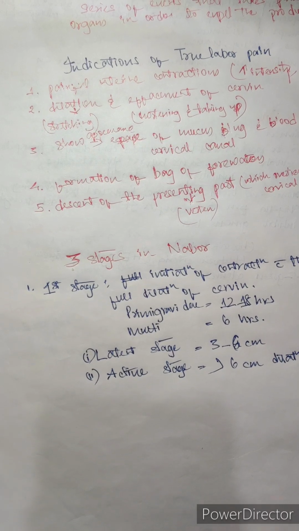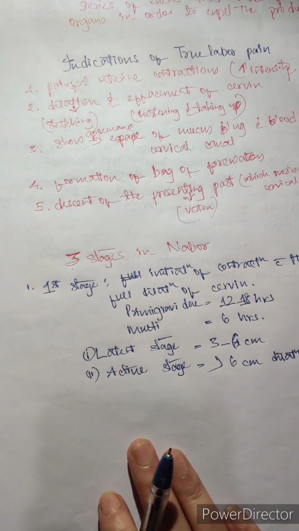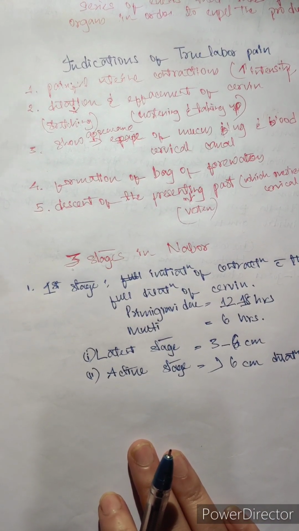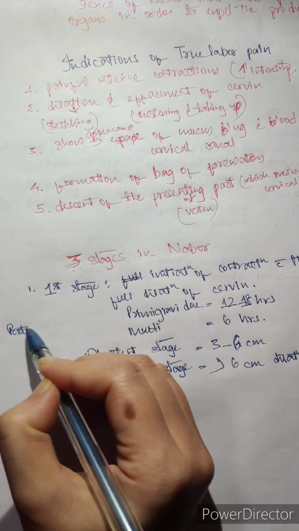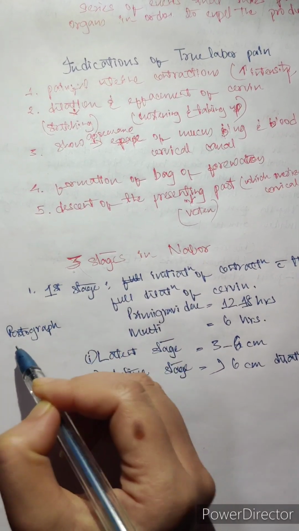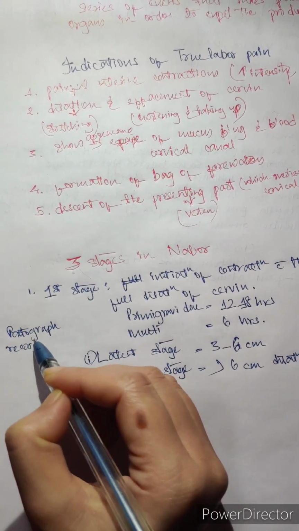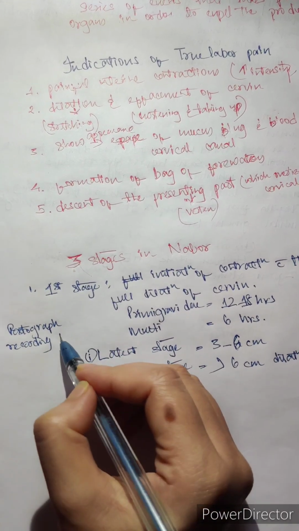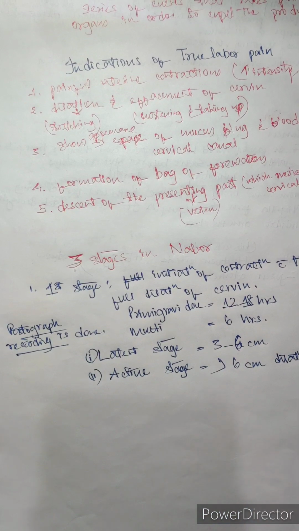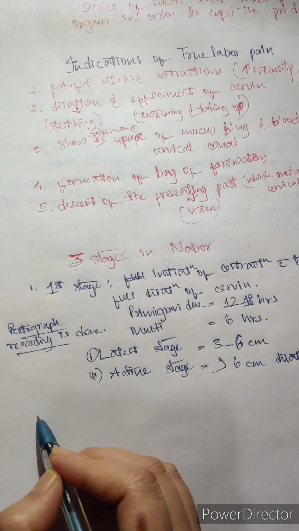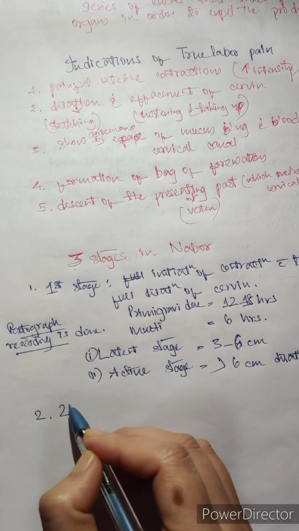In normal labor, along with all these other observations, partograph recording is also done. It is done during the first and second stage of labor. And second is the second stage of labor.